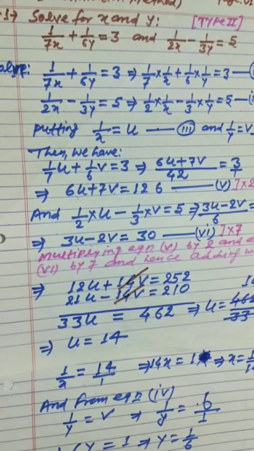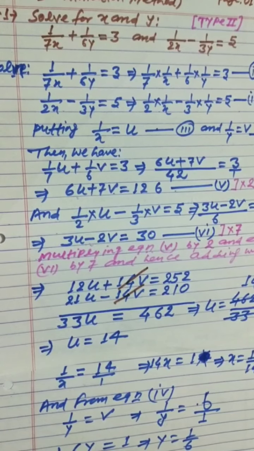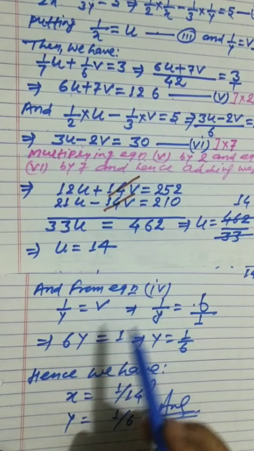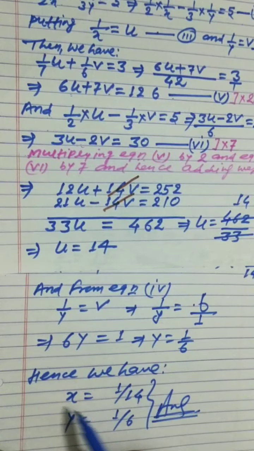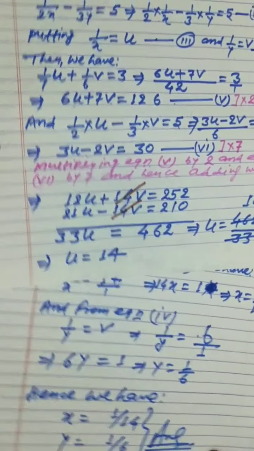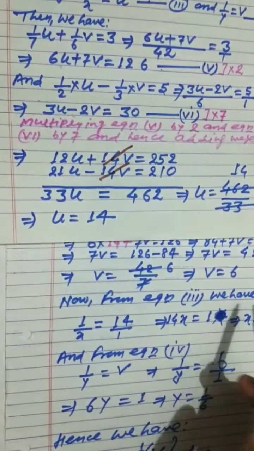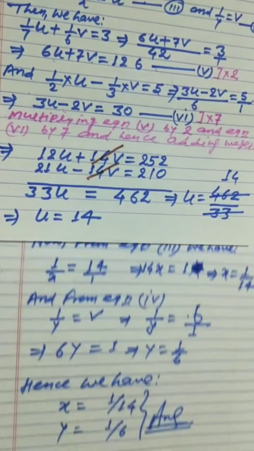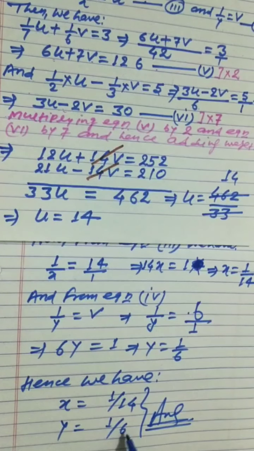Hence we have got the solution. x is equal to 1 upon 14 and y is equal to 1 upon 6. This is your final solution for the given pair of equations. From equation fourth we have found the value of y, and from equation third we have found the value of x, and x is equal to 1 by 14 and y is equal to 1 by 6. This is your final answer.